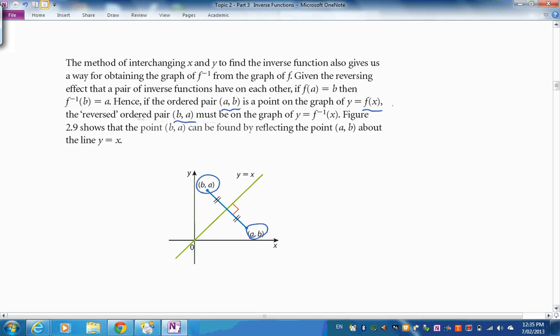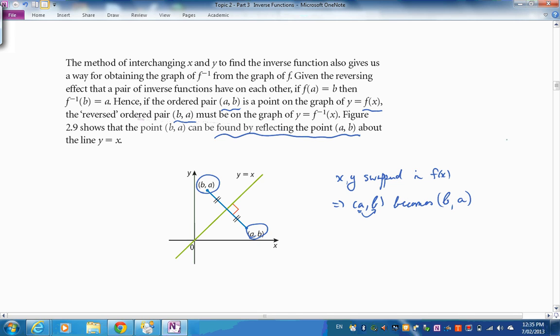So in interchanging x and y, swapped, if you like, in the formula in f of x, it implies that a point AB in the mapping that f of x does, f of x will take A and map it on to B. That then becomes, in f negative 1 of x, BA. B will be mapped back onto A. They change positions.